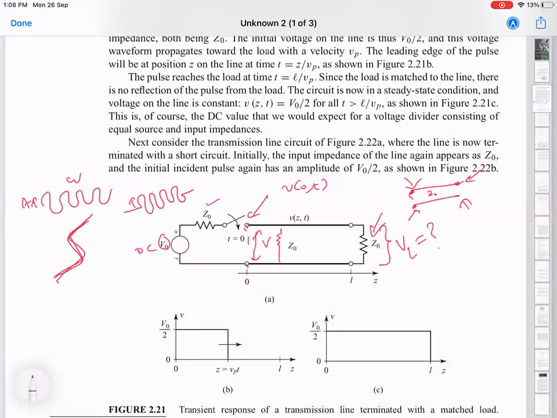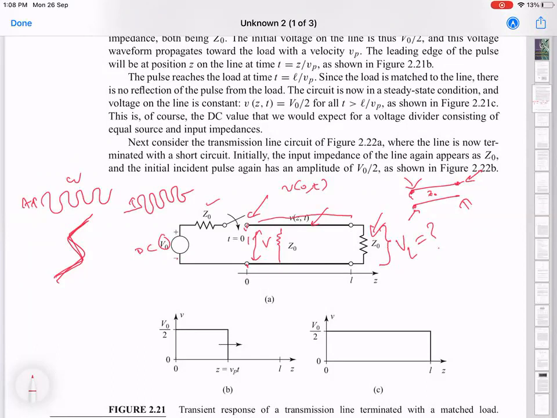So at t equal to 0, this point here will see a voltage which is V0 over 2. And at that same time, somewhere else, the voltage is still 0, right? So as time proceeds, this voltage will keep becoming V0 over 2 along this line all the way to this point. So at a later point, a later point in the transmission line will reach V0 over 2.